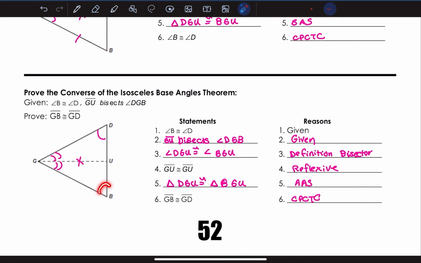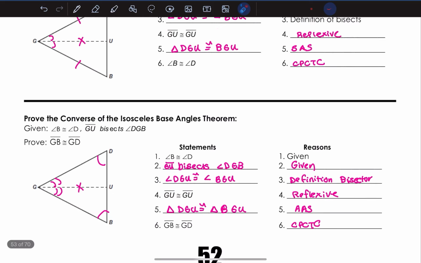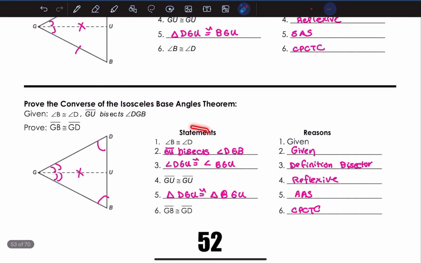So here, angle B and angle D are congruent. We have another bisector, so we have another pair of congruent angles, and we have that reflexive. So we have side, angle, angle to prove that the triangles are congruent. And then we can use CPCTC to prove that the sides are congruent. So very similar. The only thing that's different here is the given statement.